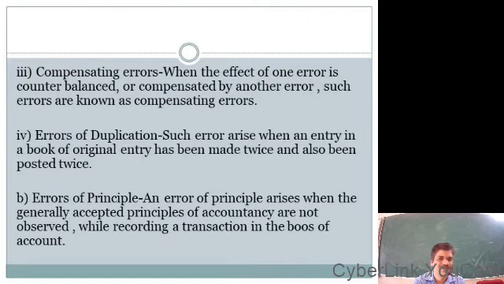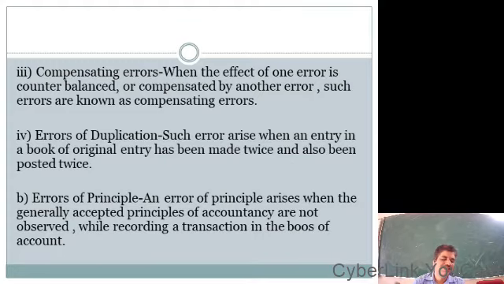Compensating errors. So what actually are compensating errors? It is also called an offsetting error, where one error is compensated, offset by another error. That's why it is called a compensating error. Here, when the effect of one error is counterbalanced or compensated by another error, such errors are known as compensating errors. I'll give you one example.